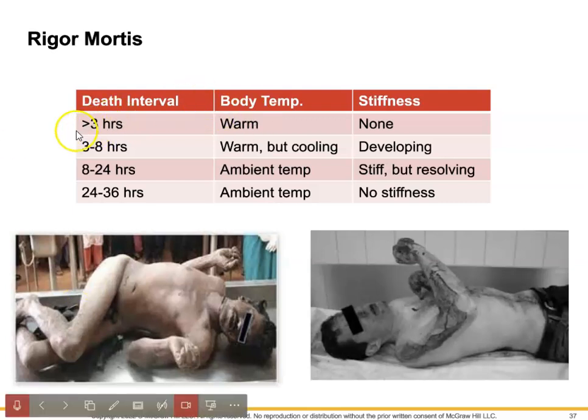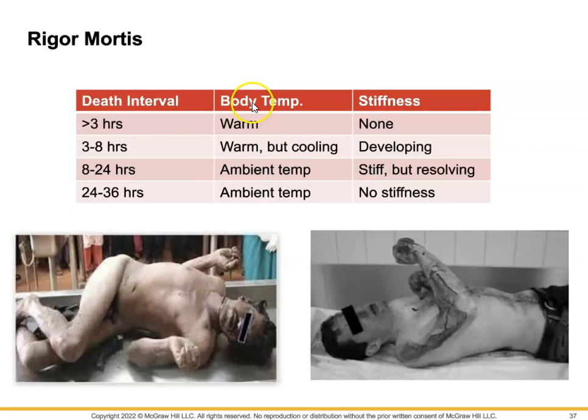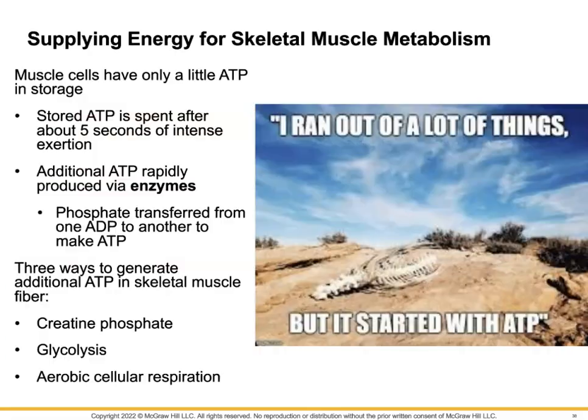Within less than 3 hours of death, the body is still warm with no stiffness. And you can see as the time increases, body temperature is dropping, stiffness is developing. Within 8 to 24 hours, the body should be the same temperature as the room if in normal conditions. The body is stiff, but resolution has begun, and then within 24 to 36 hours, temperature should not change, but the stiffness should decrease until the body is no longer in rigor mortis.